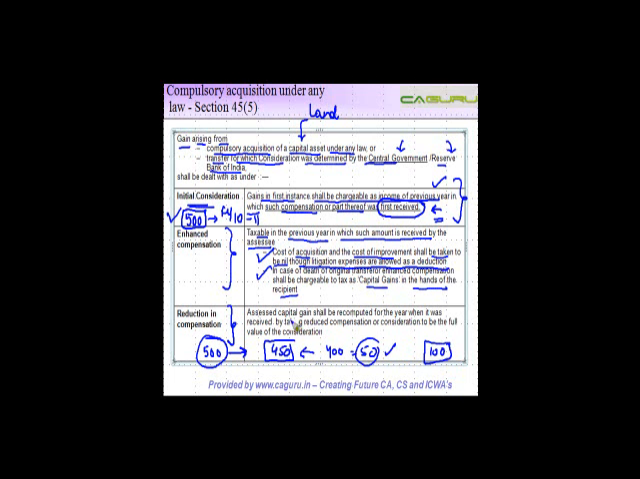In that case, the assessed capital gain shall be recomputed, which is 50, for the year when it was received, by taking the reduced compensation or consideration to be the full value of consideration. So you need to recompute the capital gains tax for this year and claim a refund if you've paid any excess taxes. Right? Let's move on to the next slide now.